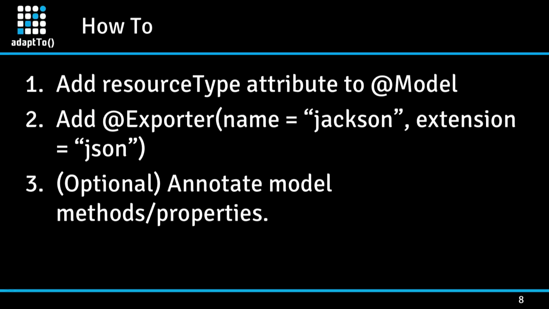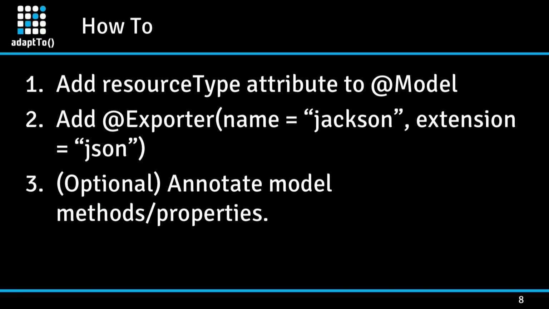And the way you do that is by really adding one annotation, one attribute. So you have the app-model annotation already, and we added a new attribute for this called resource type. And that's how you associate this specific model class with one or more resource types. So when the servlet comes in, it knows that this is the model object to use.